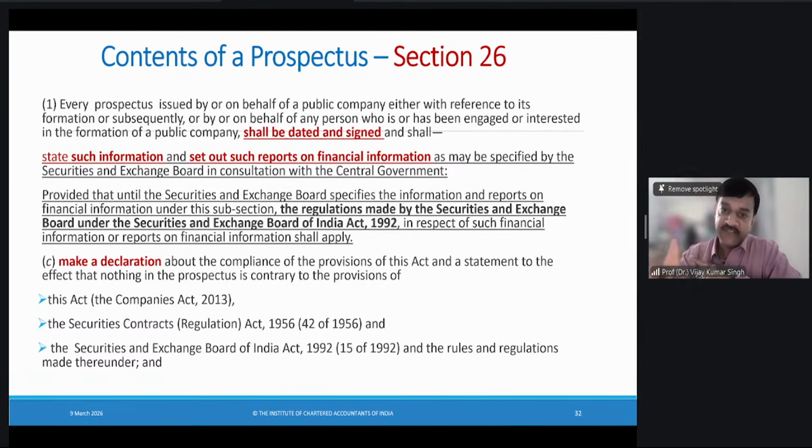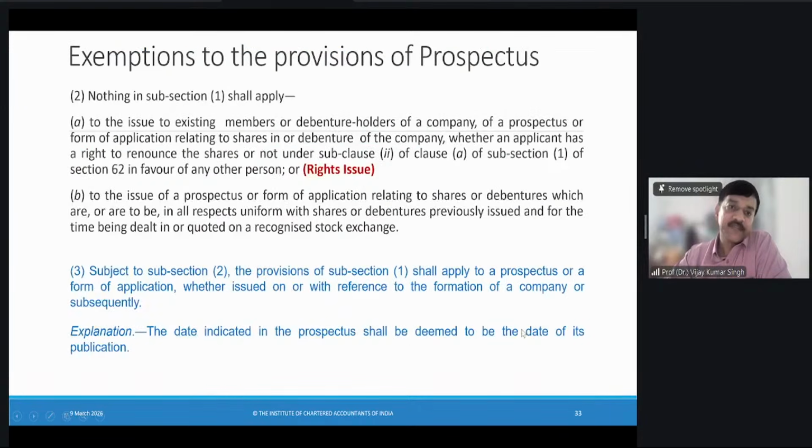The list of information, I will tell you which are the information required. Third, it must provide such reports on financial information. So two kinds of information, general information and financial information. And fourth, the declaration which is required, and this declaration must say that everything which is given under Companies Act, Securities Contract Regulation Act and SEBI has been complied with. I hope this is giving you a complete clarity of what is required in a prospectus. Now let us move further.